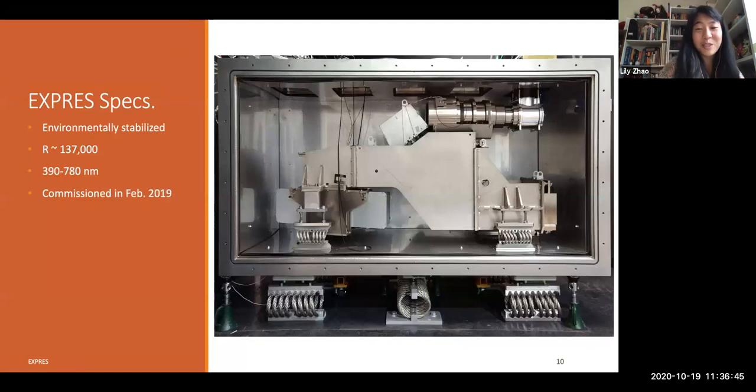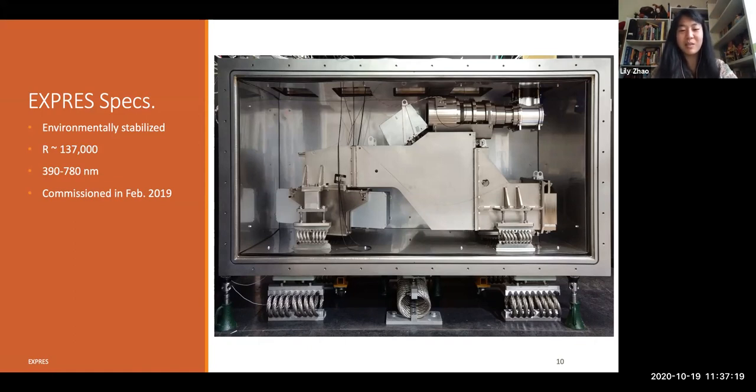So here's a picture of EXPRES itself. EXPRES is environmentally stabilized. So she's pictured here in her vacuum chamber. And this is the optical bench. The optical bench is actually made out of Invar, which is a particularly thermally inert material. The optical bench is vibrationally isolated from the vacuum chamber, which controls the pressure and passively controls the temperature of the instrument. And the vacuum chamber is vibrationally isolated from the floor of the spectrograph room, which is itself vibrationally isolated from the rest of the building.